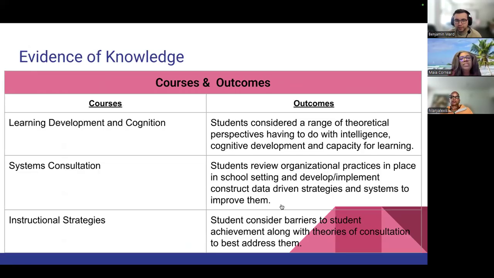So some courses and outcomes. In the learning and development and cognition class, we considered a range of theoretical perspectives having to do with intelligence and cognitive development and the individual student's capacity for learning. In systems consultation, we reviewed organizational practices in the school setting and developed and implemented data-driven strategies and systems to support them. In the instructional strategies class, we considered barriers that students may face to achievement and theories of consultation to best address them.